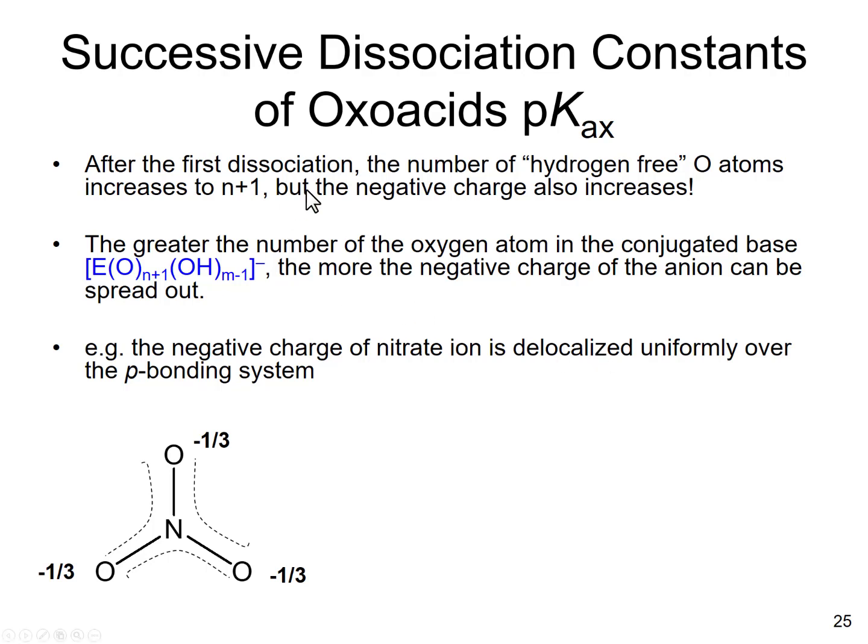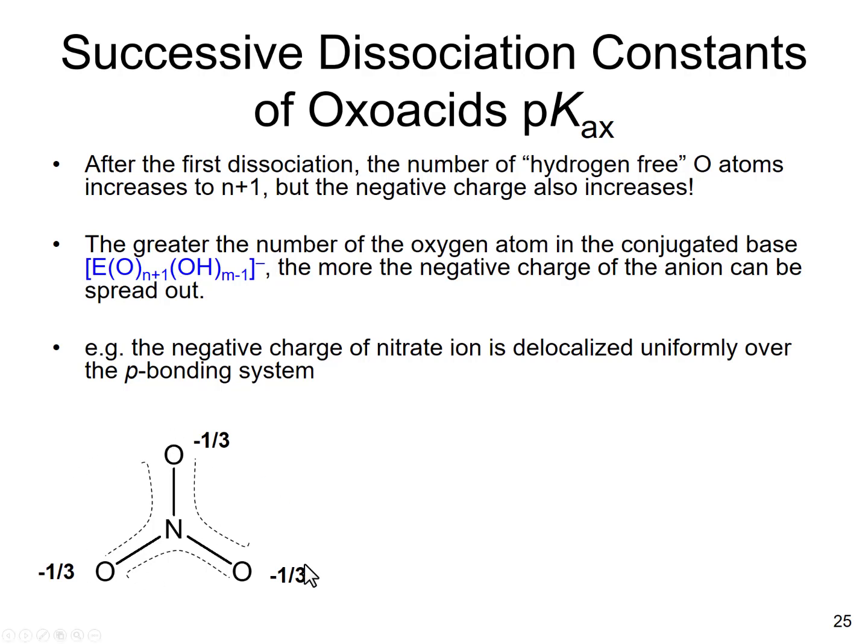After the first dissociation of a polyprotic acid, the number of hydrogen-free oxygen atoms increases to N plus 1. Now these hydrogen-free oxygen atoms cannot be confused with those in Bell's rule. These hydrogen-free oxygen atoms actually carry a negative charge. So the negative charge of the overall molecule increases, which hampers the successful second deprotonation. So the greater the number of oxygen atoms in the conjugate base, the more the negative charge of the anion can be spread out, because you have lone pairs at each of the oxygen atoms.